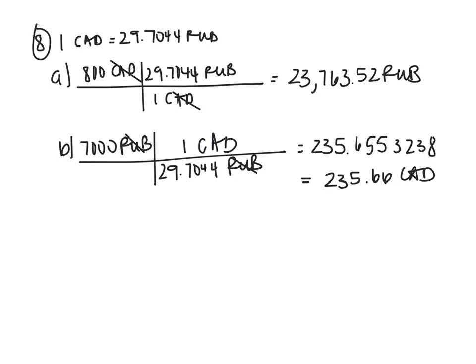Part B wants to know if she has 7,000 rubles left at the end of the trip, and she wants to change those back into Canadian dollars. Assuming the exchange rate hasn't changed, how many Canadian dollars she'll end up with. So on this one, we want to flip it because we want rubles in the denominator. So 1 Canadian dollar is 29.7044 Russian rubles. So the rubles cancel, divide 7,000 by 29.7044, and you end up with 235.66 Canadian dollars.